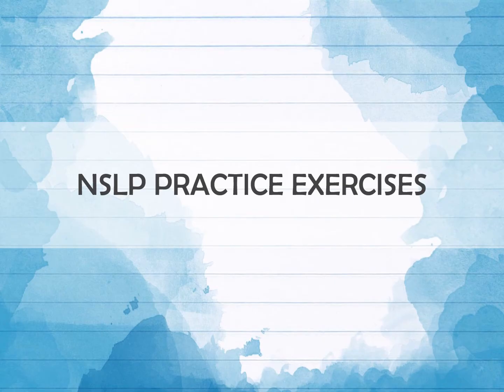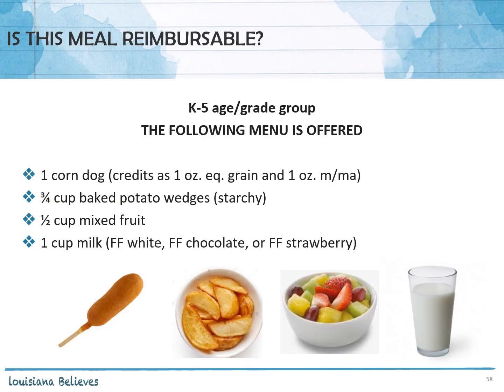Let's practice identifying a few lunch reimbursable meals. Is this lunch reimbursable for K-5 age grade group? 1 corn dog, which credits as 1 ounce grain, 1 ounce meat alternate, 3/4 cup of baked potato wedges, a half cup of mixed fruit, and 1 cup of milk, fat-free white, fat-free chocolate, or fat-free strawberry.